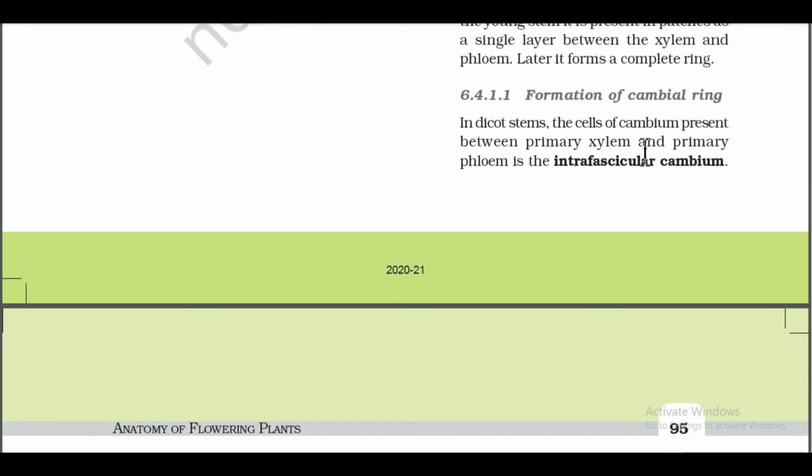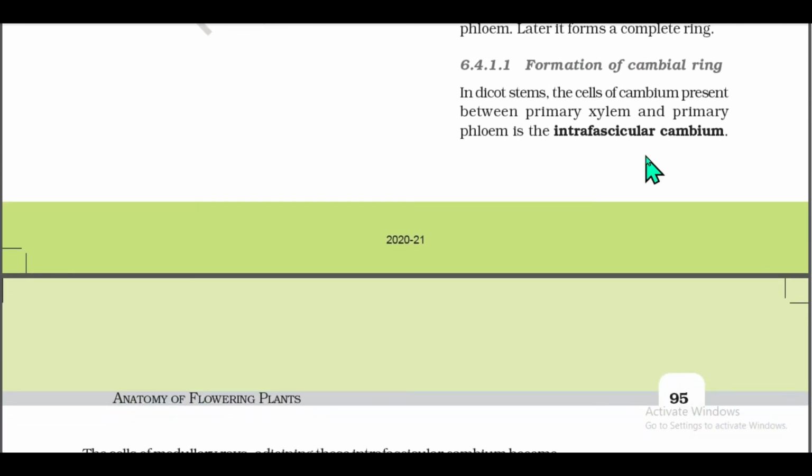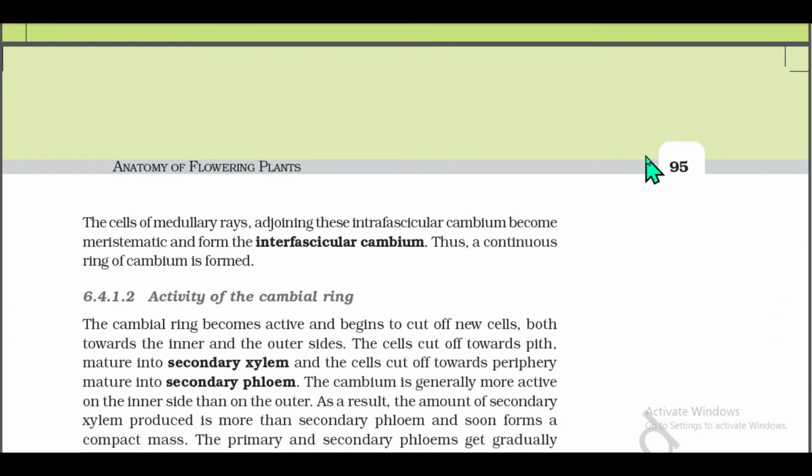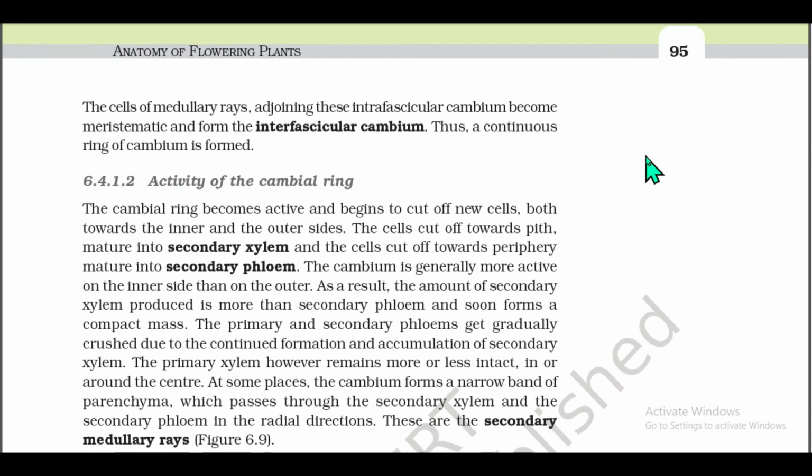6.4.1.1 Formation of cambial ring. In dicot stem, the cells of cambium present between primary xylem and primary phloem is the intrafascicular cambium. The cells of medullary rays adjoining this intrafascicular cambium become meristematic and form the interfascicular cambium. Thus, a continuous ring of cambium is formed.